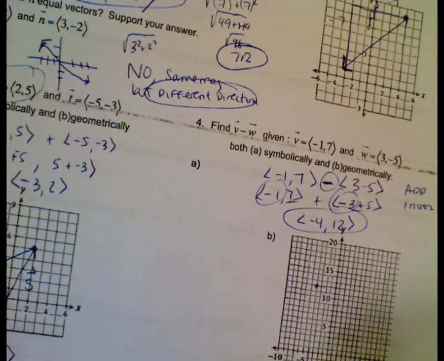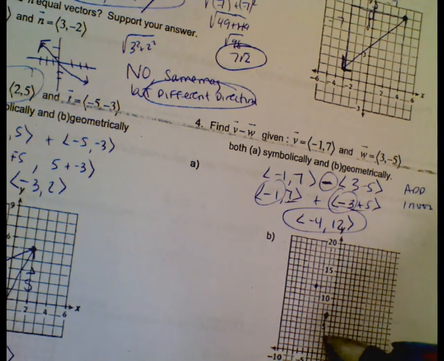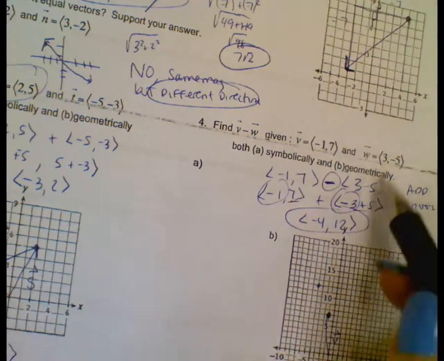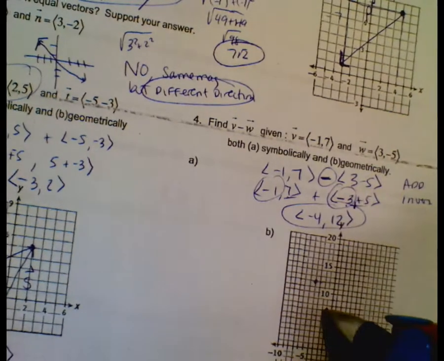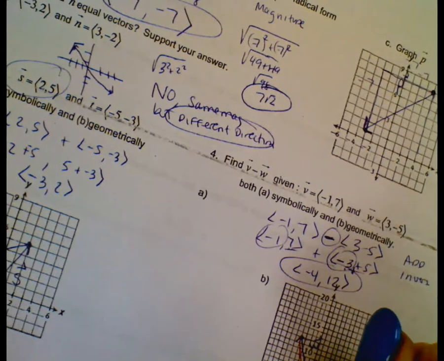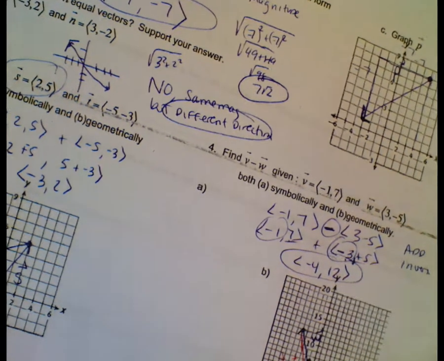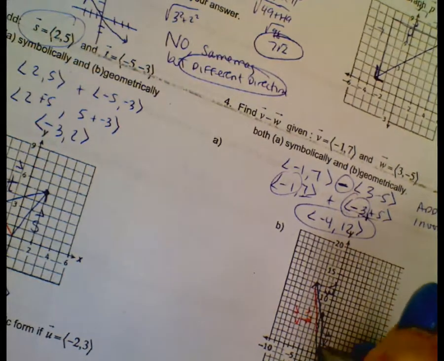So first we're going to graph negative 1, 7. Find that origin. Negative 1, 7. So that's V. And then from here we're not going to go 3, negative 5. We're going to go negative 3, 5 because remember the additive inverse? So we're going to go left 3, up 5. So it's going to be up here. And that's W. And then this one right here is V minus W. So that is a triangle. It's kind of hard to tell, but this is a triangle.